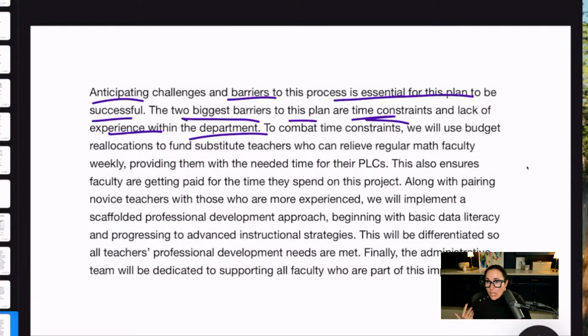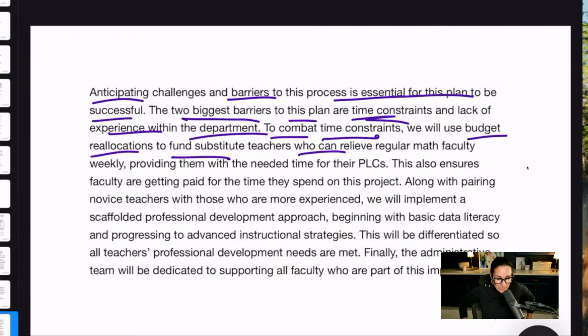When you're a brand new teacher, you're just trying to keep your head above water, right? You don't know how to disaggregate the data based on subgroup and skill and all of that. So we got to train them to do that. So let's figure out how we're going to combat the 2 biggest barriers. To combat time constraints, we will use budget reallocations to fund substitute teachers.